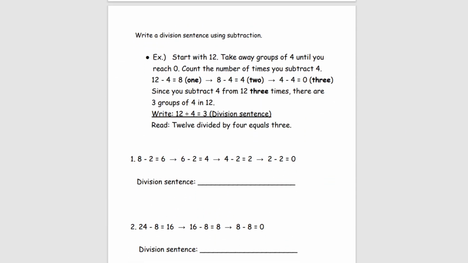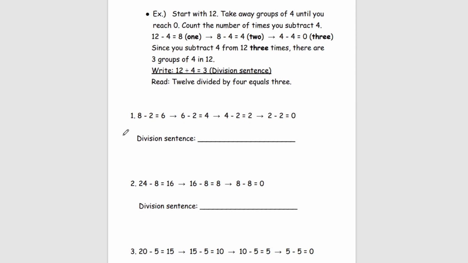For this next part, we're going to be writing a division sentence using subtraction. In our example here, it says we start with 12, then we take away groups of 4 until we reach 0. Count the number of times you subtract 4. 12 minus 4 is 8, that's 1. 8 minus 4 is 4, that's 2. 4 minus 4 is 0, that's 3. Once you subtract 4 from 12 3 times, there are 3 groups of 4 in 12. And that means that you have 12 divided by 4 equals 3.